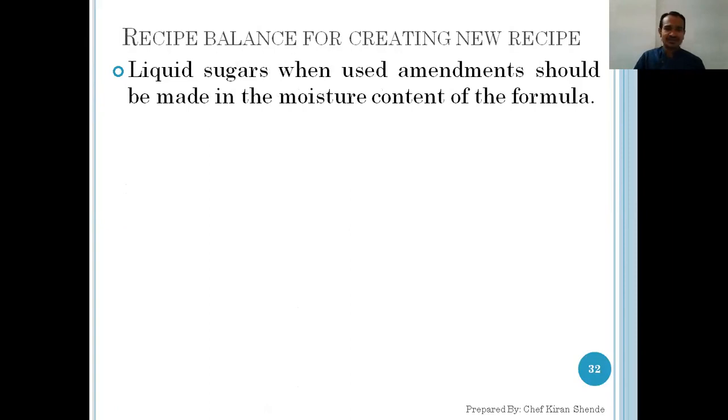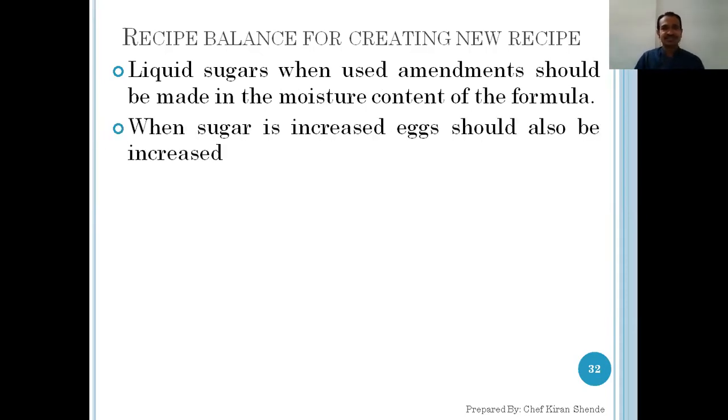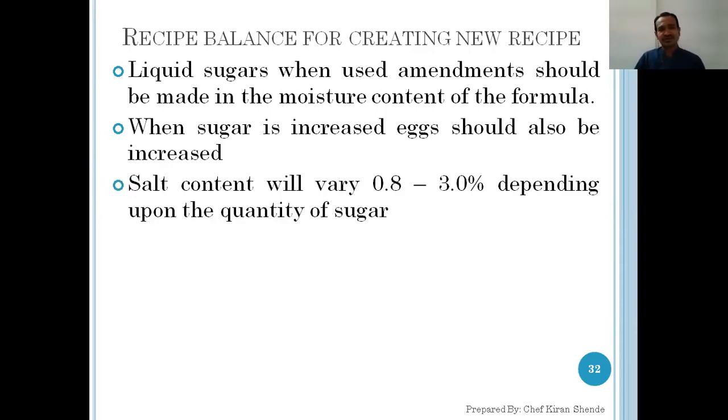Okay, when liquid sugars are used, amendments should be made in the moisture content of the formula. So for example, if you're using honey or liquid glucose for that matter, or any kind of sugar which is in a liquid format, you should adjust the moisture accordingly, so reduce the milk accordingly. When sugar is increased, eggs should also be increased because that is required. Salt content may vary from 0.8 to 3.0 depending upon the quality or quantity of sugar.